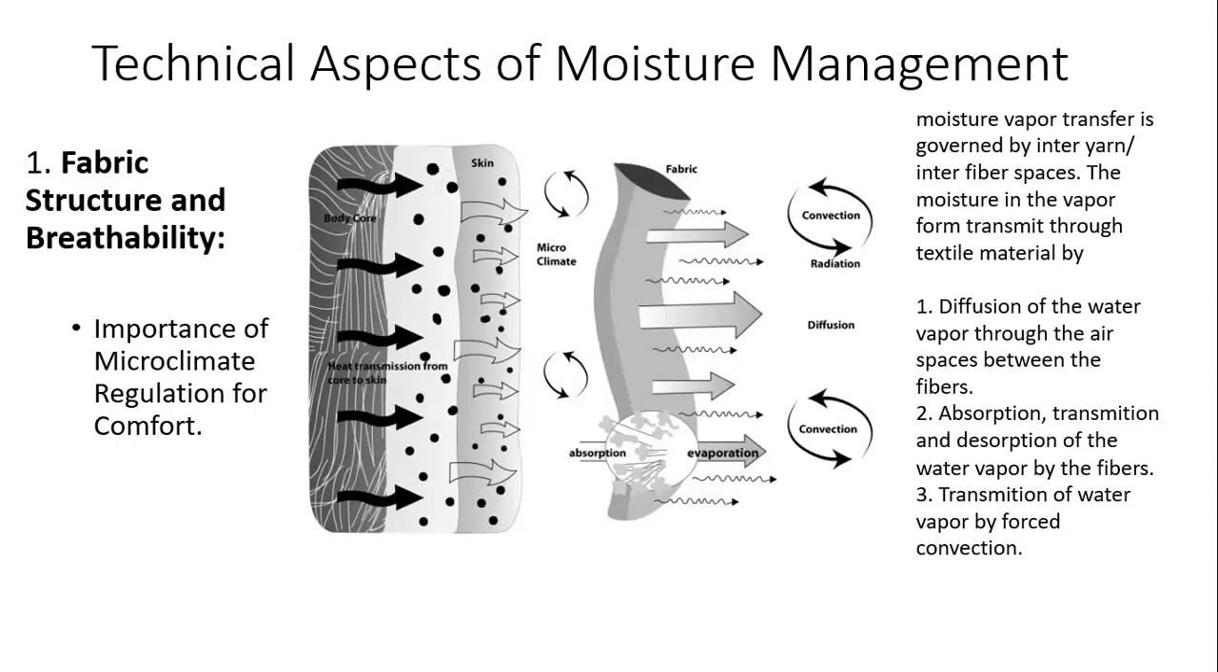Now the fabric structure and the breathability. If you try to imagine through this image, this is how it looks. You have the fabric, you have your body, where it regulates the body heat, and then you have the skin. And through the skin, you basically sweat. And then you have the microclimate. If there's anyone who cannot imagine what a microclimate means, this is your skin.